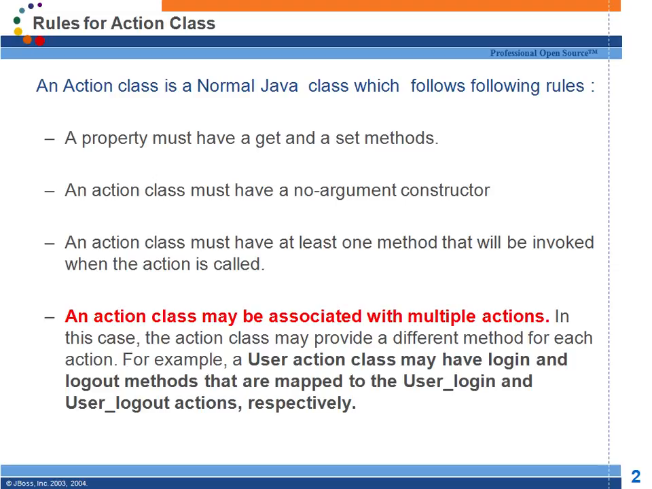POJO, POJI. Okay, an action class is a normal Java class which follows the following rules. The properties must have getters and setters, every property. The action class must have a no-argument constructor. Why? There is a default constructor without any argument. There should be. Why? I think you got an exception, right? You gave a parameter in the constructor for product and you got an exception. Why? Who is creating the object of your action?